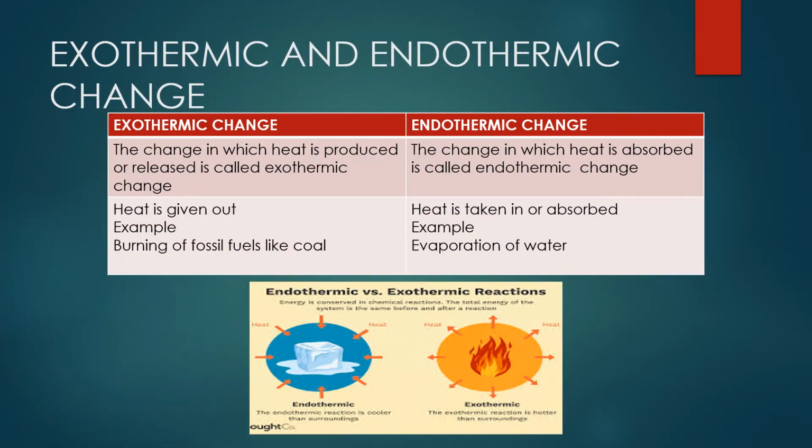Exothermic and endothermic change. The change in which heat is produced is called exothermic change, whereas the change in which heat is absorbed is called endothermic change. Now, take an example. When you burn something, what happens? Heat is produced. So burning of anything is an exothermic change, whereas when you evaporate water, what happens? Water will evaporate only when it takes energy. So it is an example of an endothermic change.